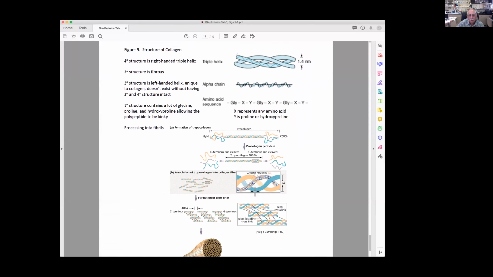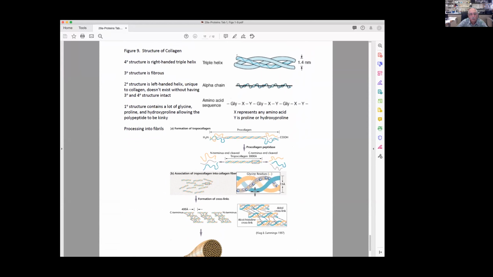I made this just to try to get you to understand why I took that particular structure out of the three major types of tertiary structure, which are alpha, beta, and simply random. So here's the triple helix of collagen, okay? It's a right-handed triple helix. The tertiary structure is that it's fibrous. The secondary structure is a left-handed helix, unique to collagen. It doesn't exist without having the tertiary and quaternary structure intact.